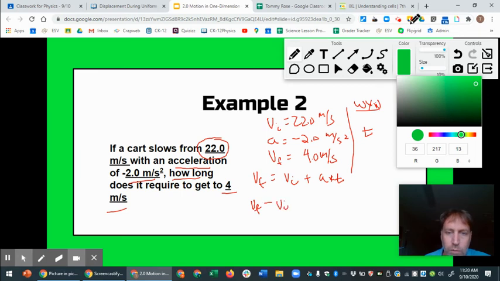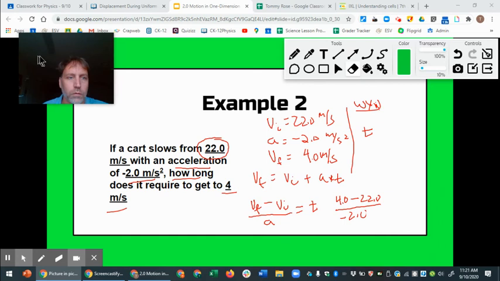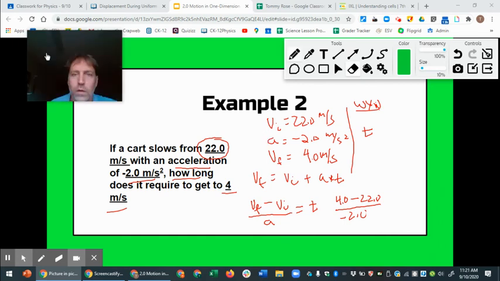So this is what our equation would be when we solve for T. Final velocity minus initial velocity divided by acceleration. That would be what T would equal. So we'll go and plug in our numbers. 4.0 minus 22.0 divided by our acceleration of minus 2. Okay. And then that is going to equal negative 18 divided by negative 2, which would be 9.0 seconds.